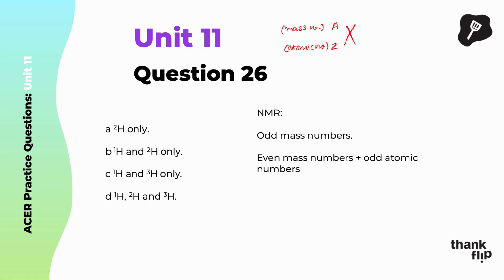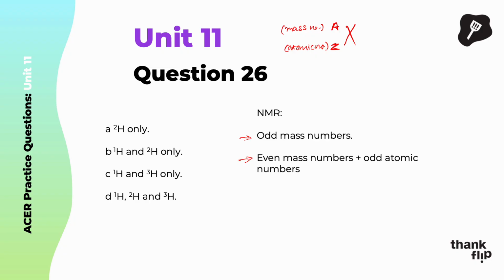So Unit 11 gives us some information on magnetic resonance imaging and on NMR, which is nuclear magnetic resonance, which you might recognize from chemistry. Even if you don't recognize it, that's okay because the stimulus does tell us that atoms that exhibit NMR include those that have odd mass numbers, or they have even mass numbers and odd atomic numbers. So just revising our chemistry here.